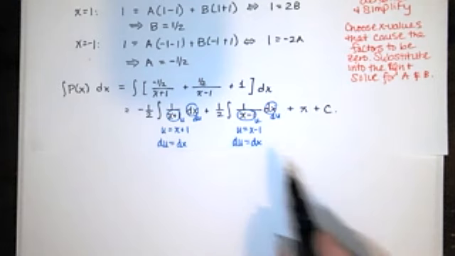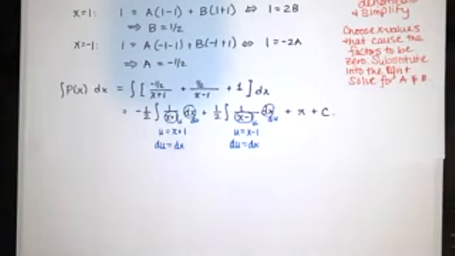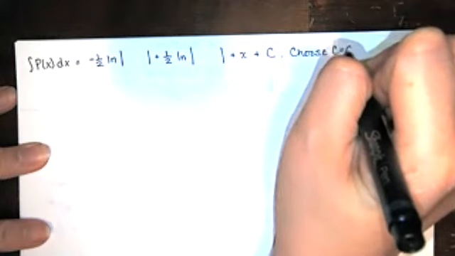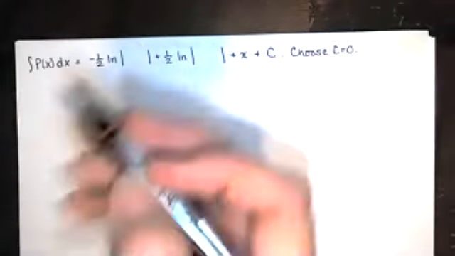And so we're ready to antidifferentiate now. The antiderivative of p is -1/2 times natural log of the absolute value of u plus +1/2 times natural log of the absolute value of the other u plus x plus c. Then for the reasons that we discussed in the video over first order linear differential equations, we're going to choose that c to be 0. We don't need infinitely many integrating factors. We just want the one integrating factor.